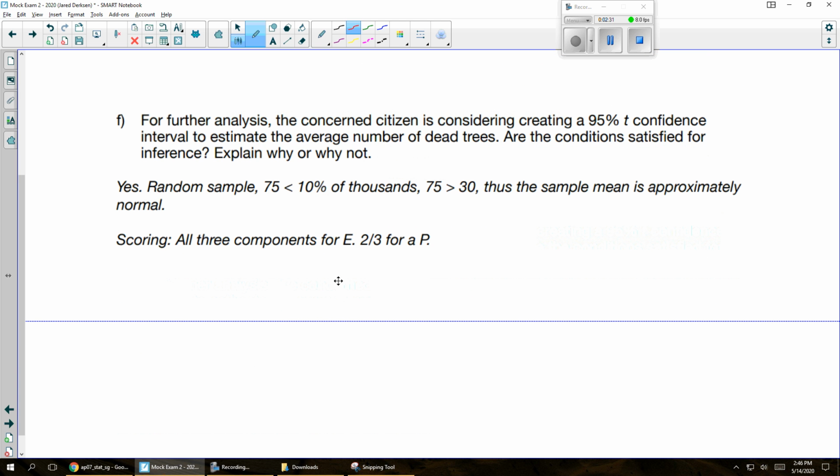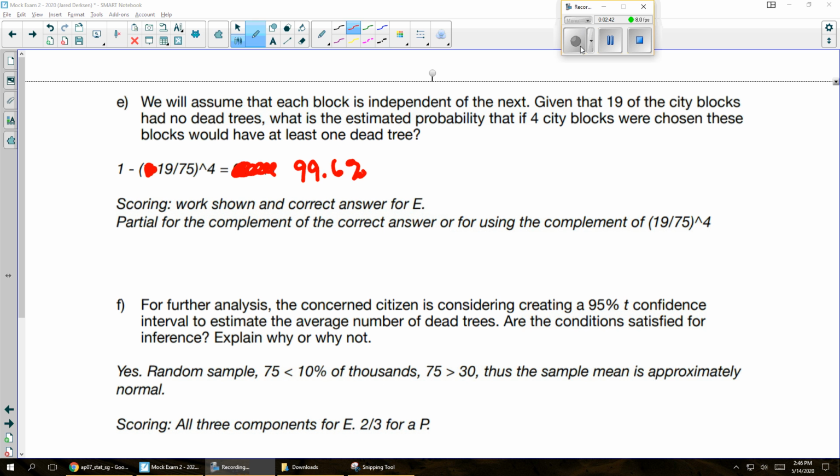For F, you've got to say it's a random sample. The 10% rule is met and the count is large. If you did 2 out of 3 of those, you could get a partial correct. Now remember, this is just one teacher's interpretation of how a grading rubric might be, because it's going to be different this year, but this is very reasonable and based on history with the College Board.